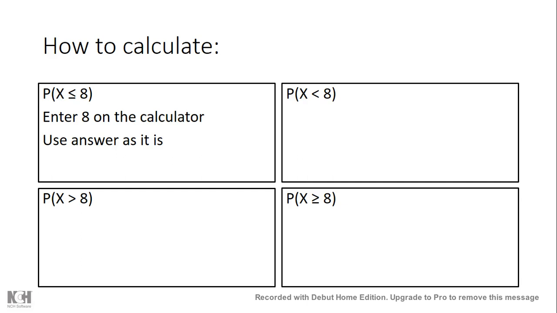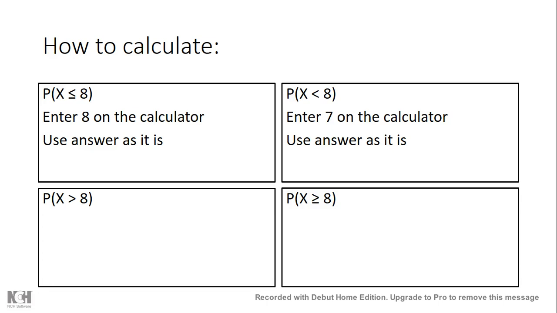Okay, so what if it's just less than 8? Well in that case we don't want to include 8, so we put in the highest value that we want to include, so we enter 7 on the calculator. So if it's less than 8, we put in 7, because we want less than or equal to 7. Remember this is a discrete distribution, so we're not worried about fractions. So less than or equal to 7 is the same thing as less than 8. And of course, it's a less than question, we can just use the answer as it is.